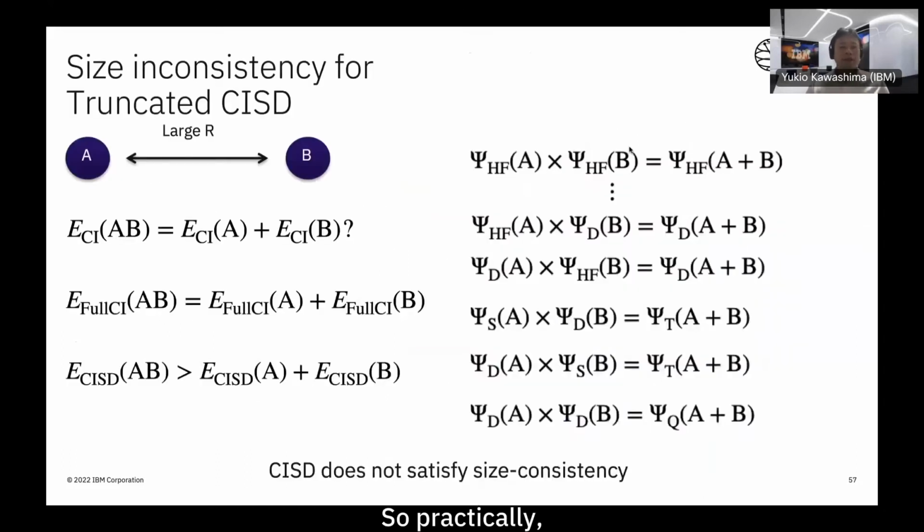So practically, we use a truncated configuration interaction, and CISD, this configuration interaction which considers single excitation and double excitation determinants, is practical. But we'd like to see what happens if we use this truncated CISD.